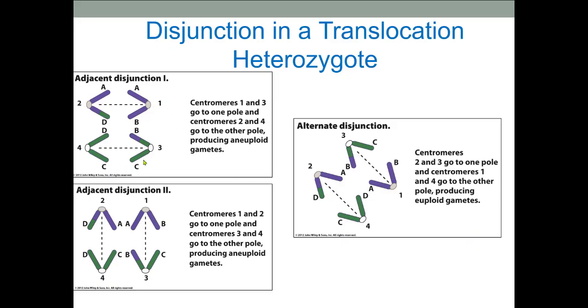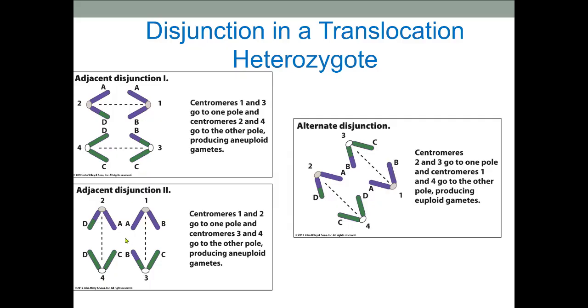We could have a disjunction like this, and the letters A, B, C, D are just meant to represent regions, okay? But if we had a resolution of that in this vertical format, we would have the cell on the left getting 2 copies of D and no copies of B, and vice versa on the right. All of these gametes would be aneuploid.